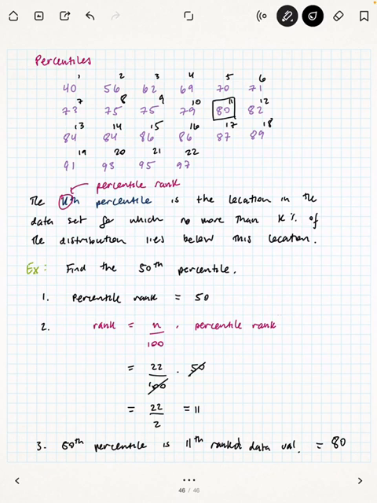But so then what does this mean? What this means is, in context, we're saying that 50% of this sample of students did no better than 80% on this exam. So 80% is the halfway mark. Half of them did no better than this, and half of them did better. Okay, so what happens when we don't have a whole number?